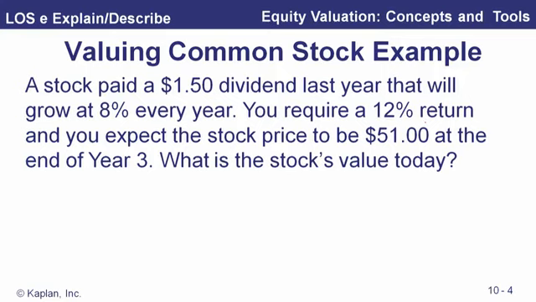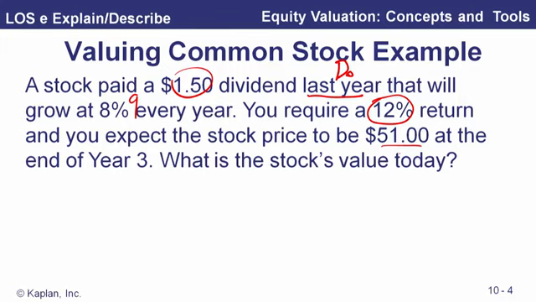So let's look at valuing a common stock with some numbers here. Stock paid a $1.50 dividend last year. So that's D0 in our notation. And it will grow at 8% every year. Well, that's our G. That's our growth rate. You require a 12% return. That's our required return on this equity, so we're going to use that as our discount rate. And we expect the stock price to be $51 at the end of year 3. So what's the stock value today?